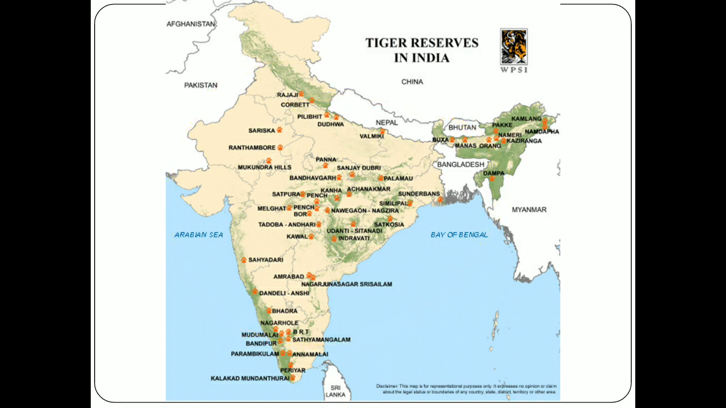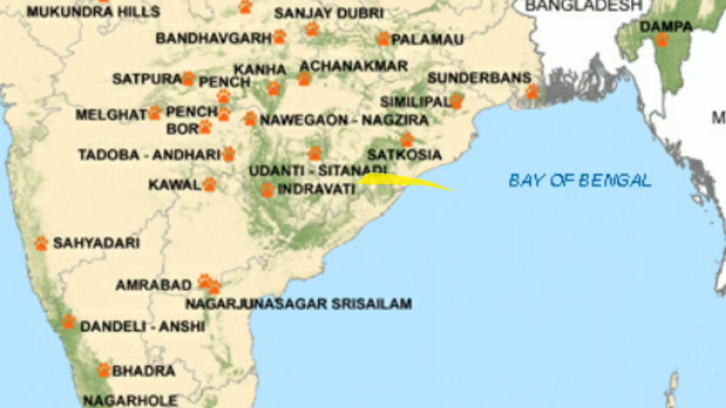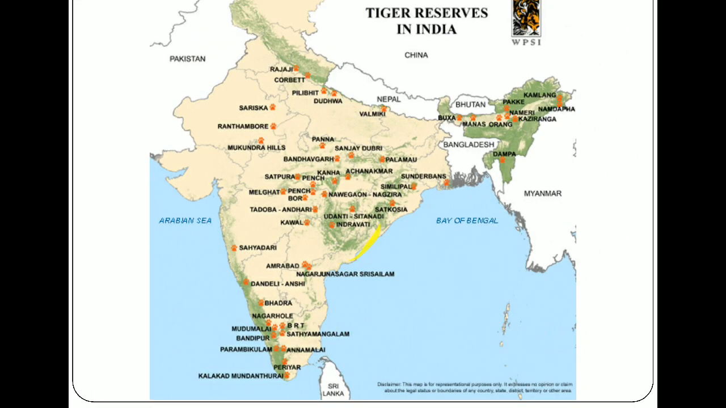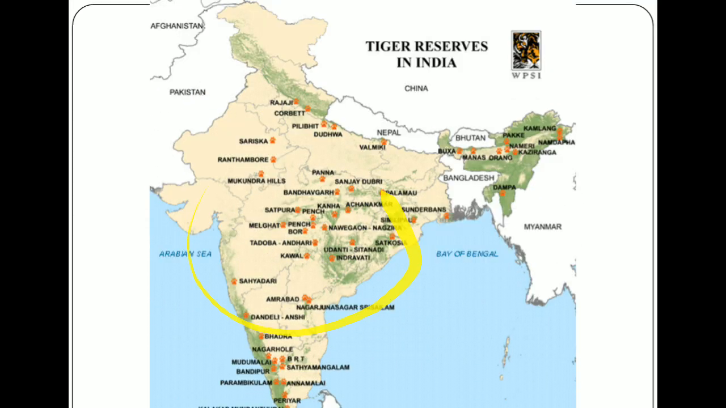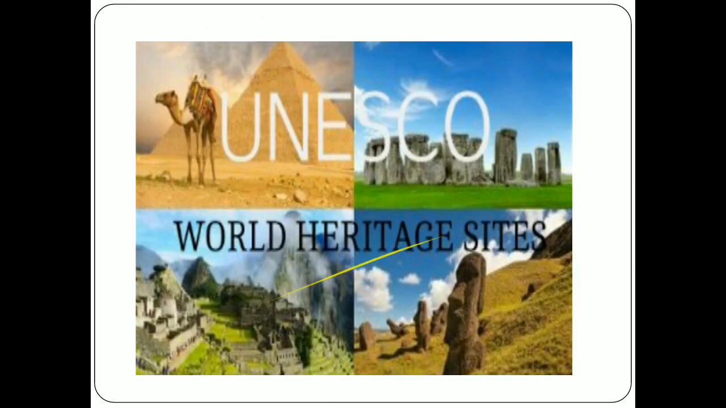Like in Andhra Pradesh, there is Nagarjunsagar Srisailam; Arunachal Pradesh has Namdapha and Pakke Kamlang; Assam has Manas, Nameri, Kaziranga and Orang; Bihar has Valmiki; Chhattisgarh has Indravati, Achanakmar and Udanti; Jharkhand has Palamau; Karnataka has Bandipur, Nagarhole, and Biligiri Ranganathan Temple; Kerala has Parambikulam and Periyar; Madhya Pradesh has Kanha, Pench, Bandhavgarh and Panna. All in all, there are 15 in this list. You can go through it, and I'll give it in the PDF anyway.